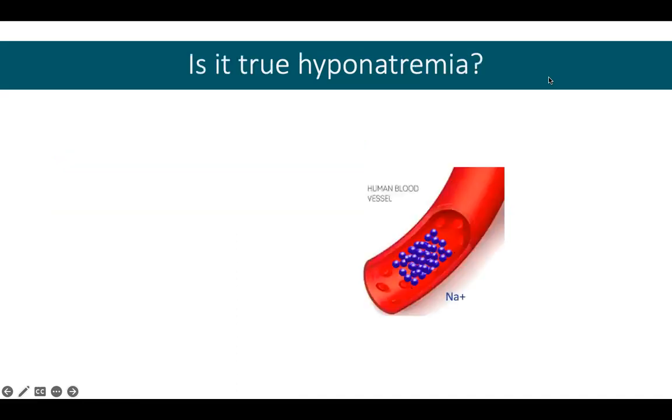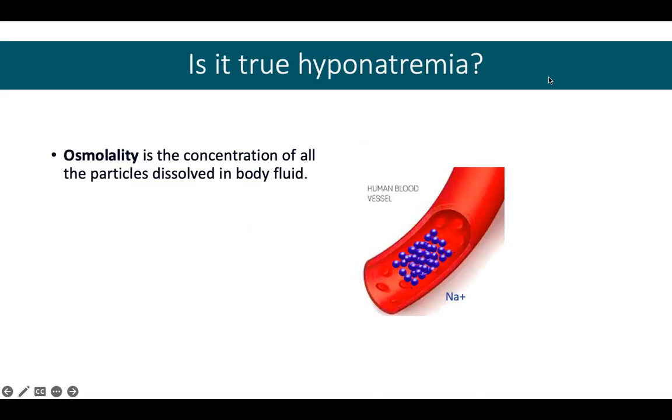Now, the first step is to identify: is it a true hyponatremia? That is the reason why you have sent for serum osmolality. What do you mean by that? Osmolality is the concentration of all particles in the body fluid, and one of the important substances that contribute to the osmolality of your serum is definitely sodium. So, in a true hyponatremia, if sodium is low in serum, osmolality must be low.